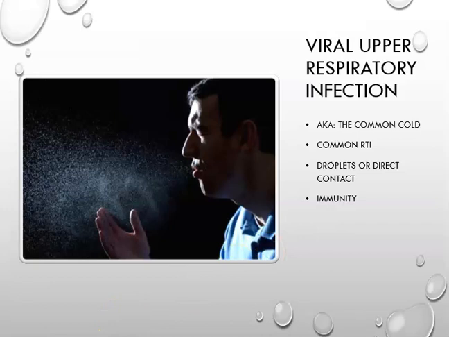Viral upper respiratory infections, these are also known as the common cold. They're going to be the most common type of respiratory infection. They're highly contagious with a peak incidence in September running through to late July or even late April. And the prevalence is going to be higher in school and work environments. Think about people that are close together in close proximity.